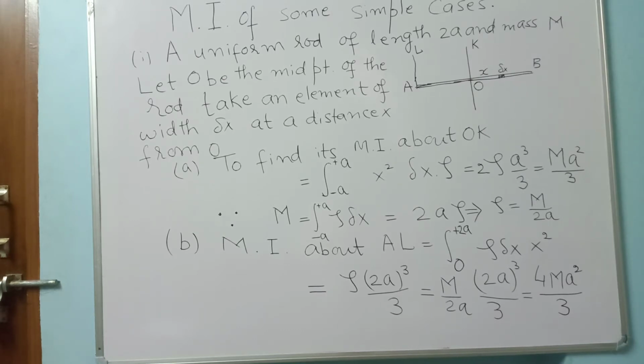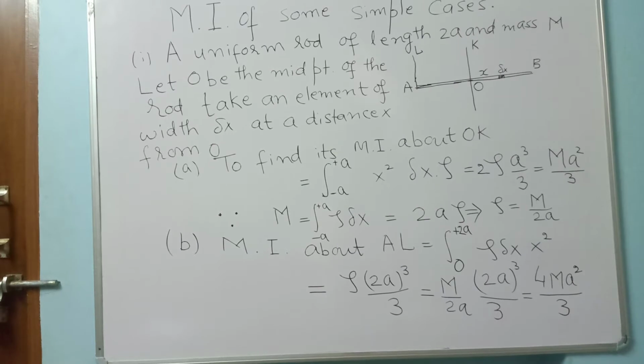We want to find its moment of inertia about an axis. What is this axis? This is an axis passing through the center of gravity of the rod and perpendicular to it. So the moment of inertia is mass into perpendicular distance square. So mass of this small portion, what will it be? Delta x is the width multiplied by the density. That will be the mass of this very small particle which I have taken. So its moment of inertia will be that mass multiplied with perpendicular distance square.